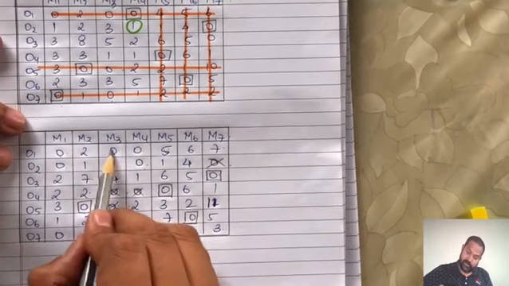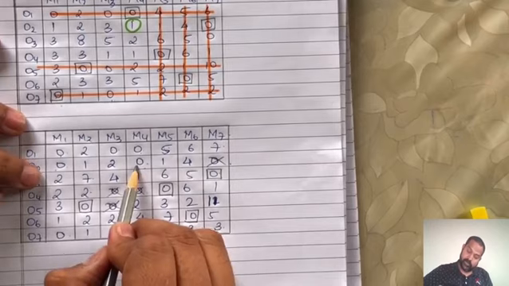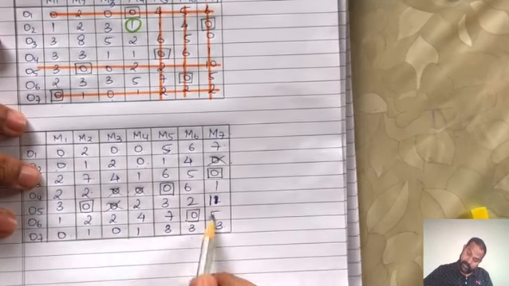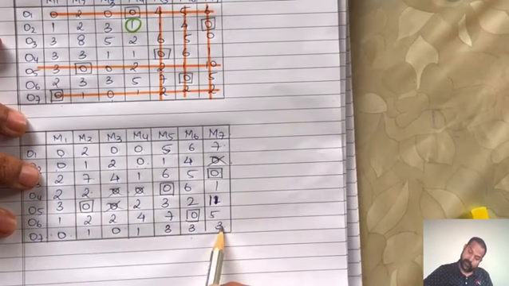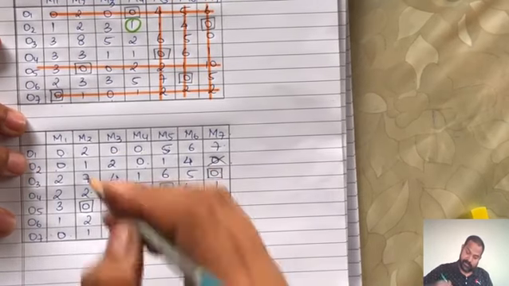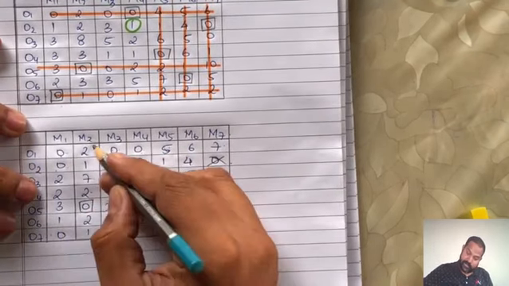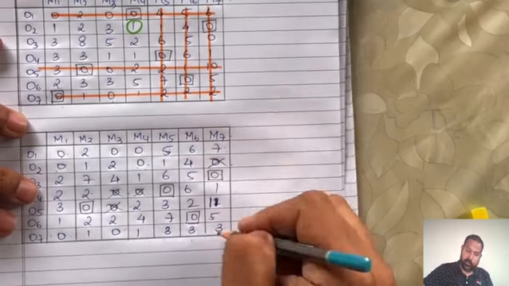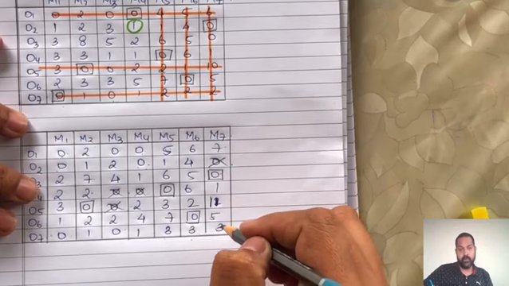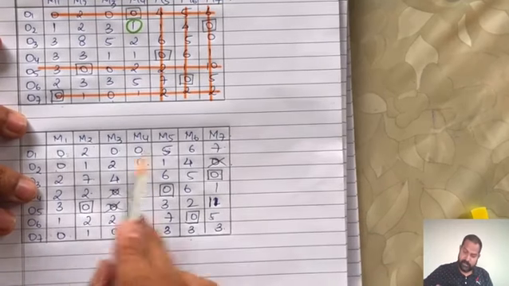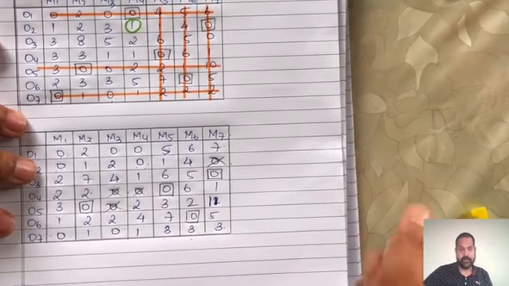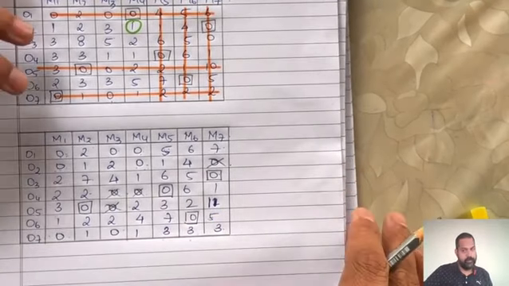Start row wise again. Three zeros can't do anything. Two zeros can't do anything. Done, done, done, done. Two zeros can't do anything. Let's go column wise. Three zeros can't do anything. Done. Two zeros, two zeros, can't do anything. Let's go row wise. Three zeros, two zeros, done, done, done, two zeros. Do you realize we are going in a loop?